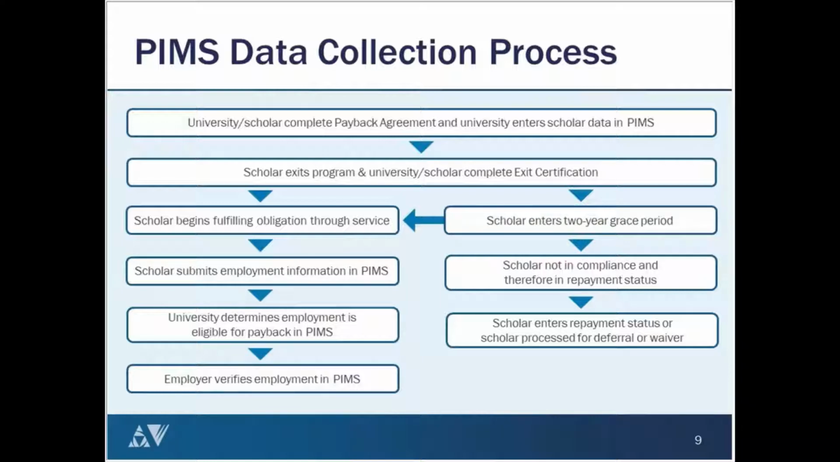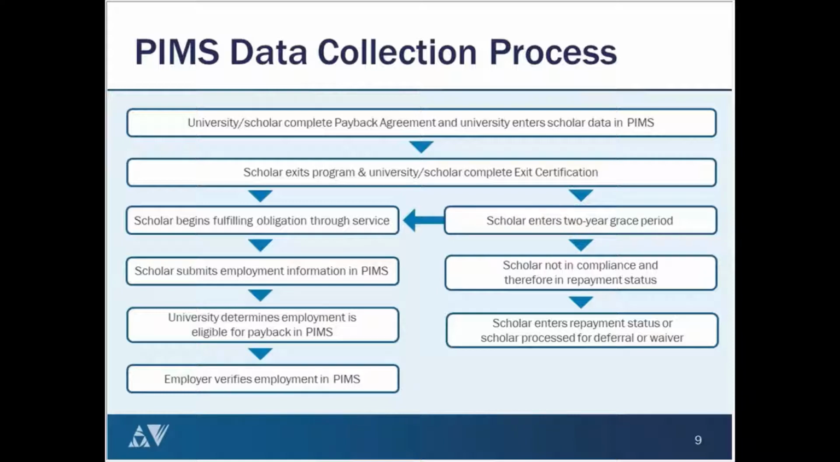Scholars who immediately begin fulfilling their service obligation will then submit employment into the PIMS system, and we'll talk about that in a moment, what that looks like and means. After they submit that information into the PIMS system, you as the project director and the grantee will determine whether that employment is eligible, and then, if you agree, the employer will have an opportunity to verify that the employment submitted by the scholar is in fact valid. And if so, and they also approve, then the scholar will receive credit towards their service obligation. Again, we'll talk in a little more detail about that entire process in a few moments.